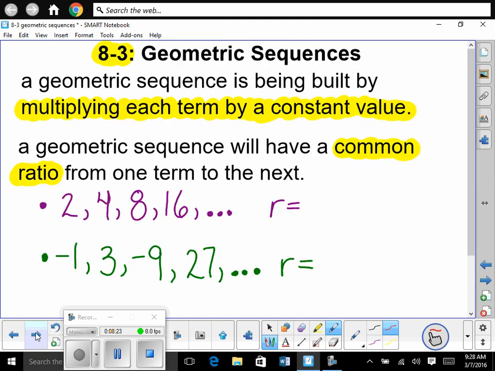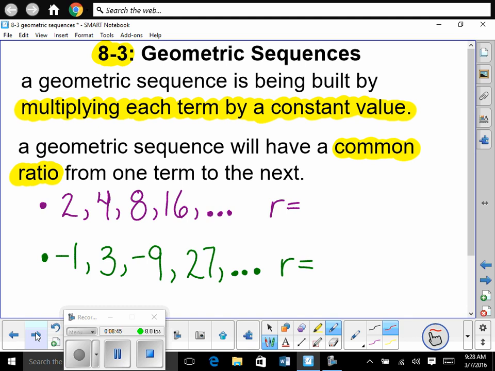So today is 8-3, and last time we focused on arithmetic sequences. Today we're going to focus on geometric sequences. A geometric sequence is built by multiplying each term by a constant value. You're going to take each term of the sequence and multiply by a constant value between each term. So a geometric sequence will have a common ratio.